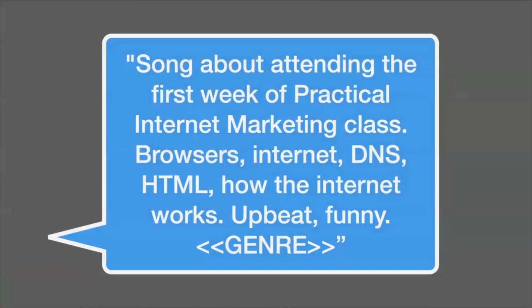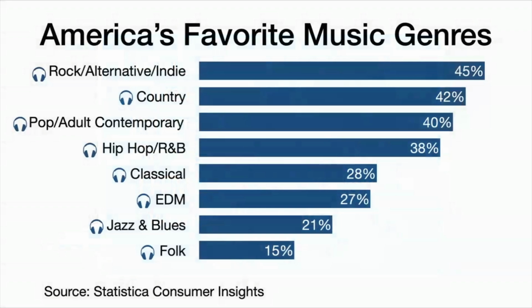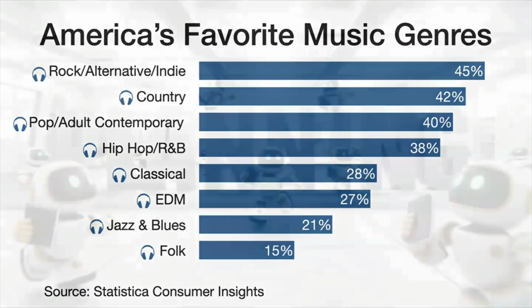So for example, we could say a song about attending the first week of practical internet marketing class: browsers, internet, DNS, HTML, how the internet works, upbeat, funny, and then put in your musical genre. There are many musical genres that your students are likely to vote for within the US. According to data, these are the top ones from last year. So this might be a fun thing to break the ice in your first class.